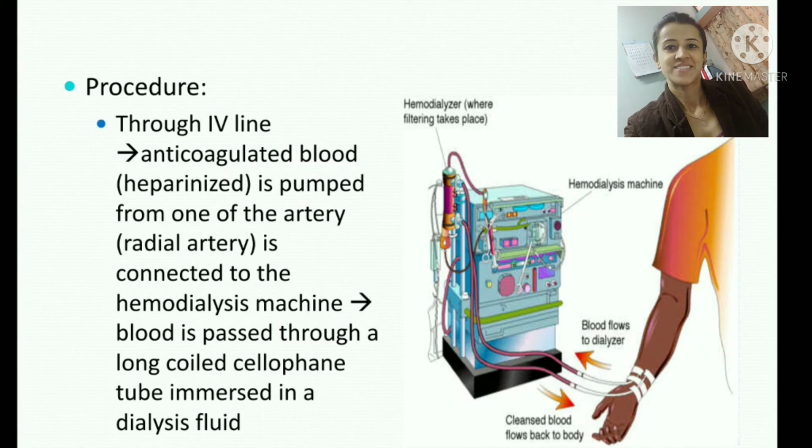Now, this blood that is entering the machine is passed through a long coiled cellophane tube, and this tube, you can see here, is immersed in a dialyzing fluid.